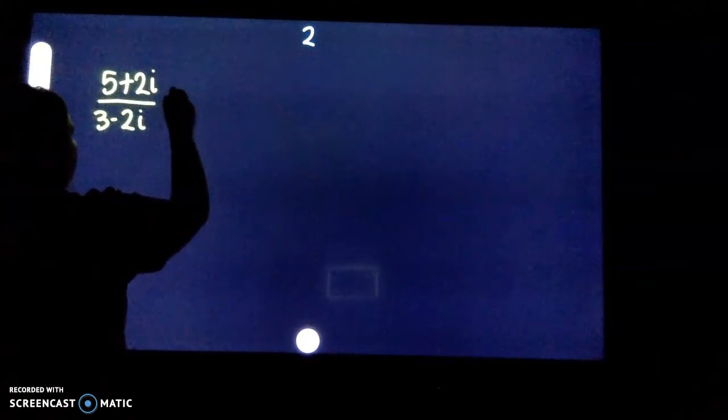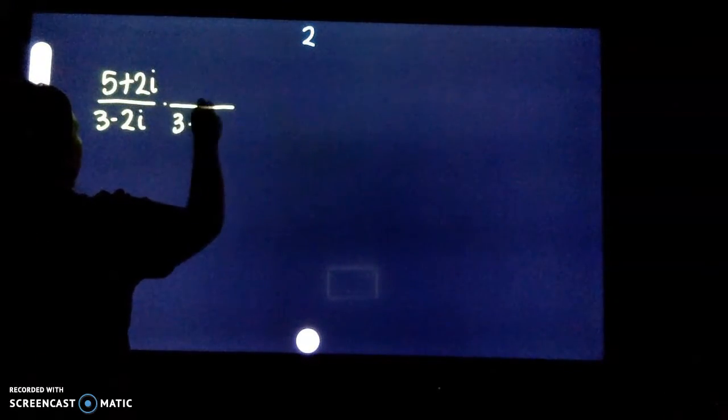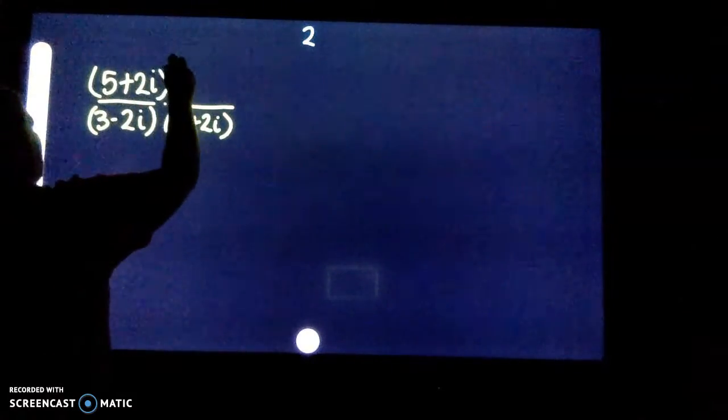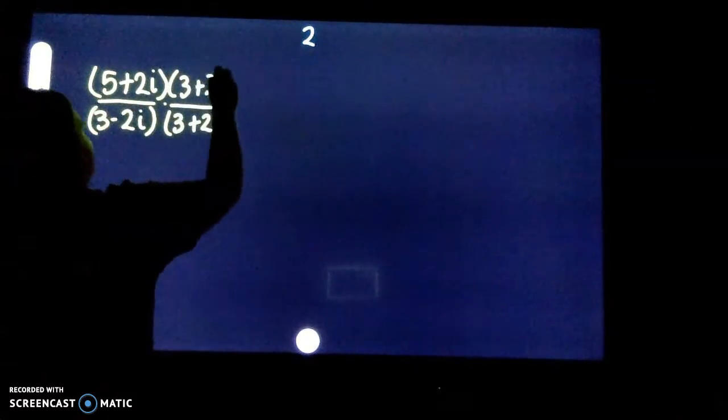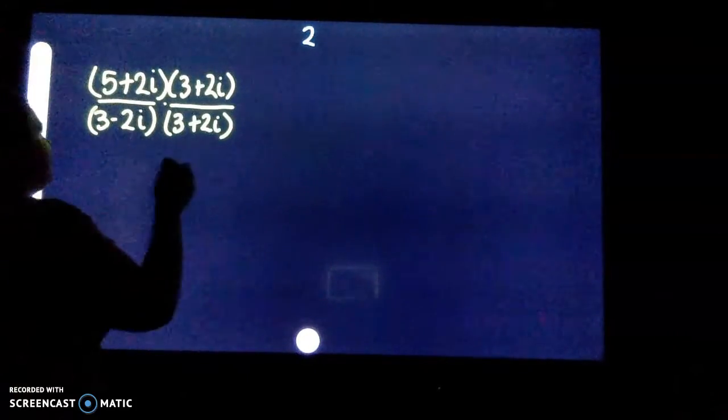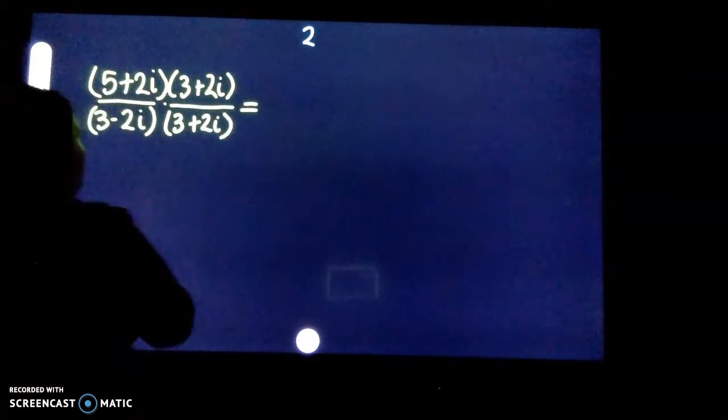Let's say I have the complex fraction 5 plus 2i over 3 minus 2i. Again, I would like to simplify this as far as I can possibly go, which means I'm going to need to get the i out of the denominator. As before, the only way to do this is to multiply the numerator and denominator by the same real and imaginary part, but with the opposite operation, or its conjugate. From here, I just go ahead and multiply straight across. I'm going to have to FOIL both the numerator and the denominator.